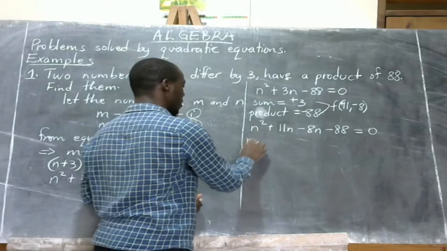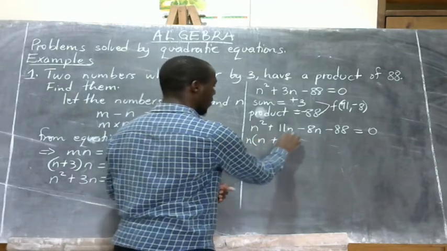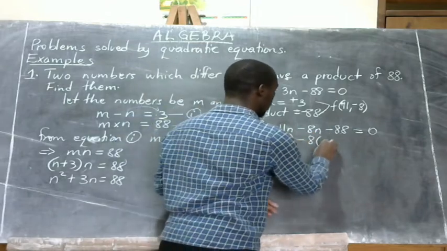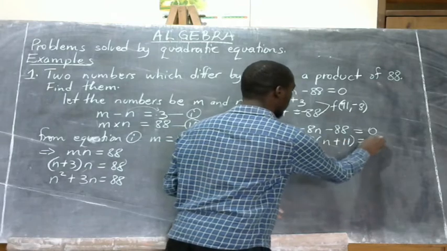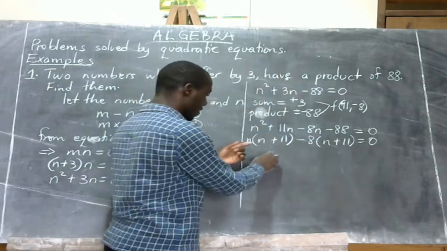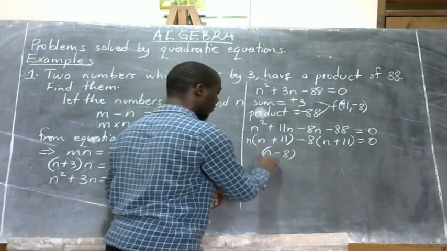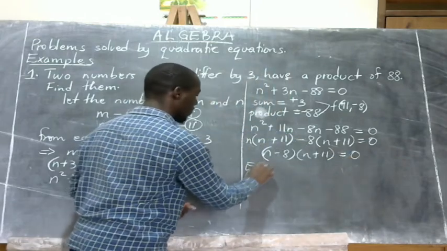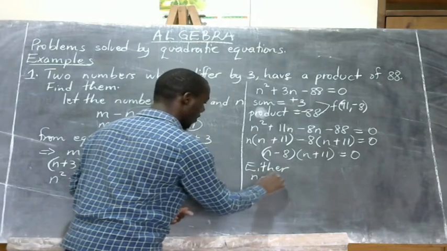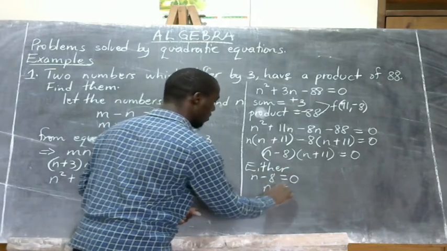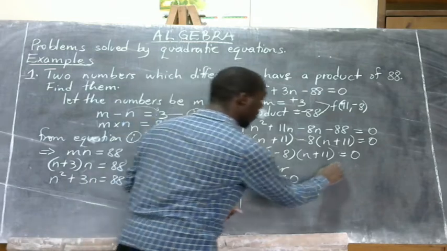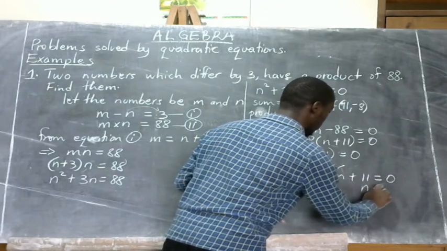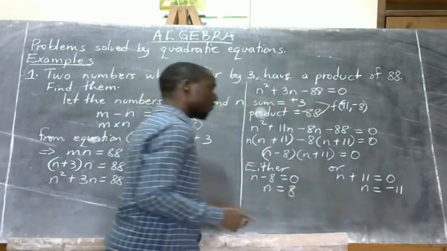Factorizing the first two, n is common to have n plus 11. Then factorizing the last two, negative 8 is common to have n plus 11 there, equal to 0. Factorizing further, this is going to be n minus 8 times n plus 11 is equal to 0. So either n minus 8 is equal to 0 to get n as positive 8, or n plus 11 is equal to 0 to get the value of n as negative 11.